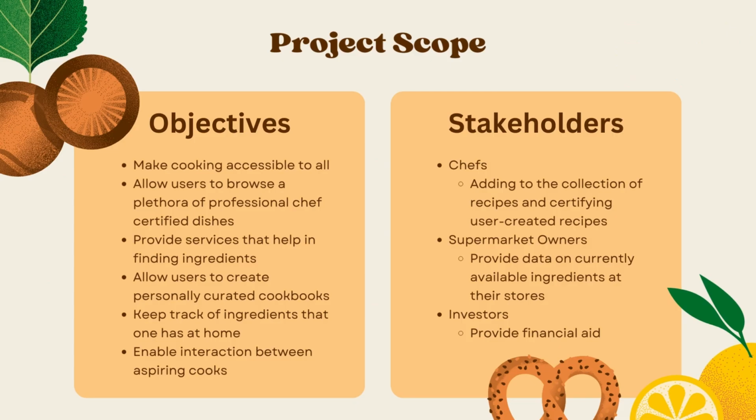So first and foremost, what's our project scope? So the objectives of our project is to make cooking accessible to all, allowing users to browse a plethora of professional chef certified dishes, provide services that help in finding ingredients, allow users to create personally created cookbooks, keep track of ingredients that one has at home, and enable interaction between aspiring cooks.